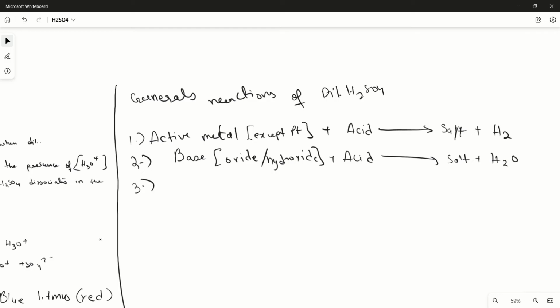Then we have our carbonate, also bicarbonate.